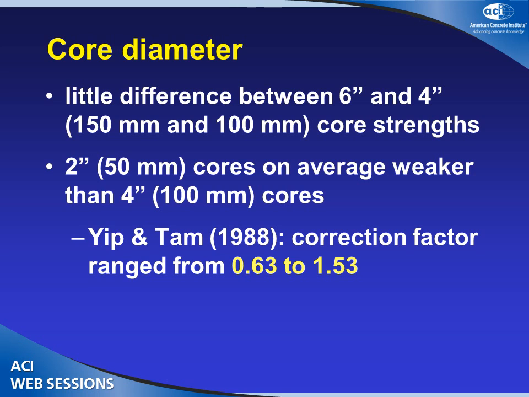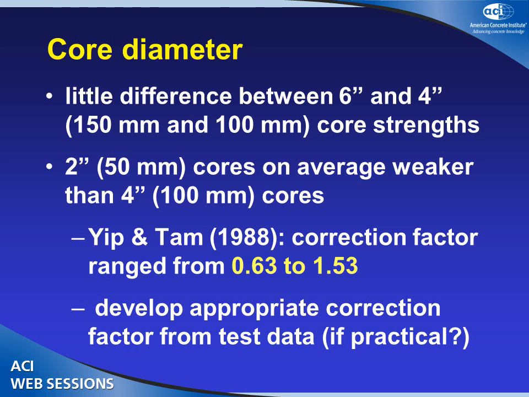So if it's practical, the document recommends that if you're using 2-inch cores, it's probably appropriate to develop correction factors from actual data that are representative of the mixes that you're coring. And I certainly know instances where some consultants have been able to successfully replicate the mix in a test lab that they're interested in looking at in the field, and to develop their own strength correction factors for small diameter cores.